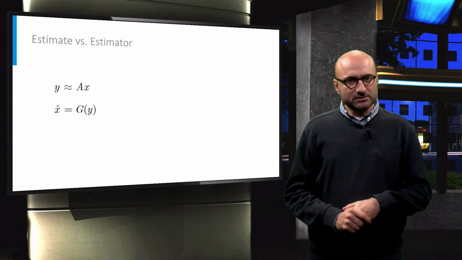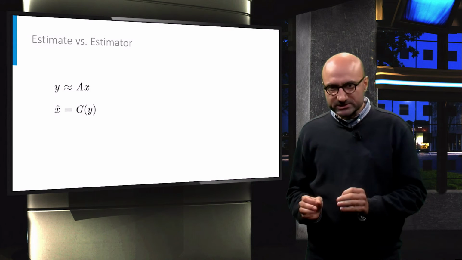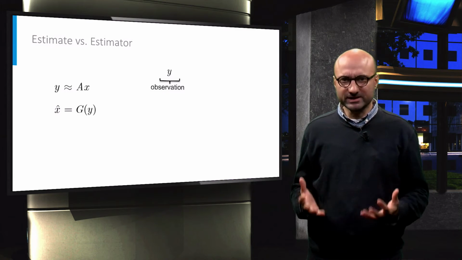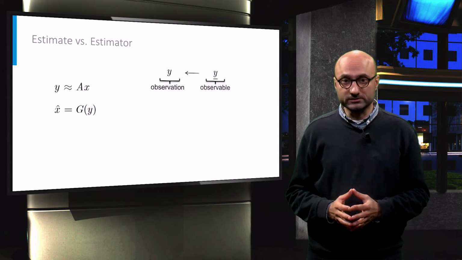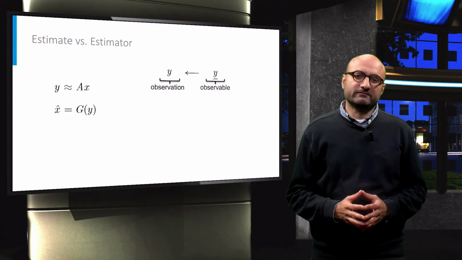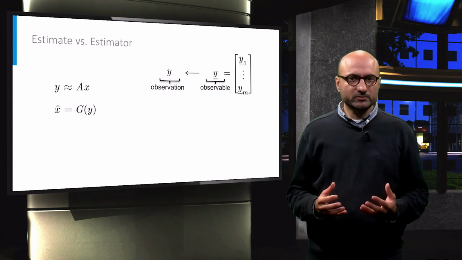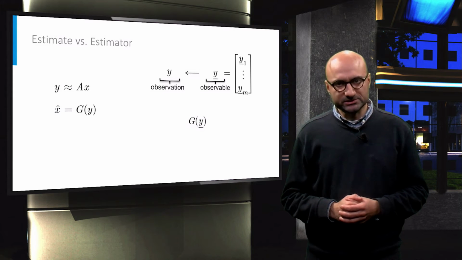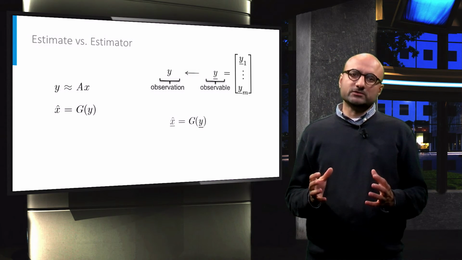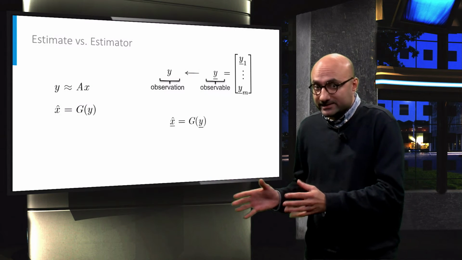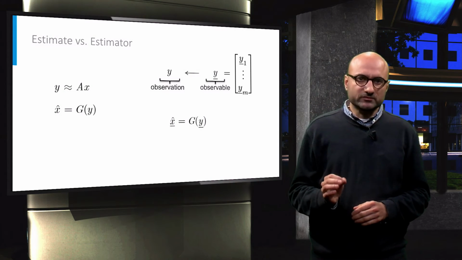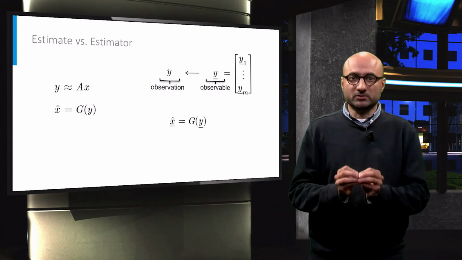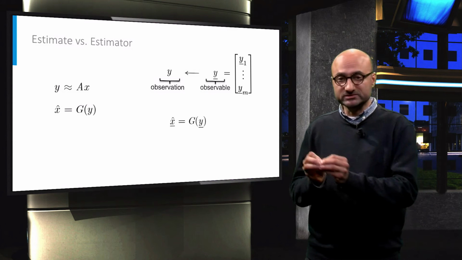Now recall the concept of observable versus observation. The observation vector y is a realization of a random vector underline y, which we call the observable vector. The values in the observable vector should be interpreted as random variables. So if we now use the observable vector in our function g, we get a random vector which we write as underline x hat. Note that the output of a function of a random variable is itself random too. That is, if we put a random variable or random vector in a function, the output is always random.